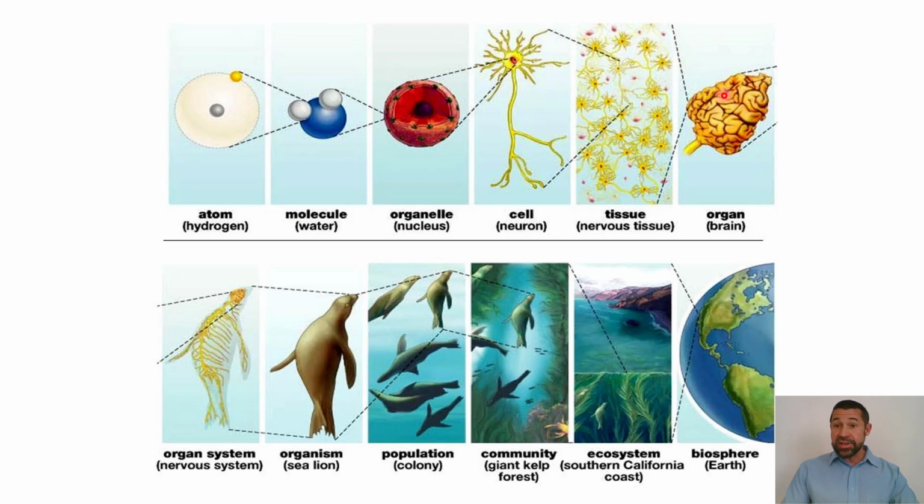Tissues acting as a singular structural unit comprise an organ, like this brain here. Groups of organs working together in systems are known as organ systems. Here's the nervous system of the sea lion. The sea lion itself is an organism. A group of sea lions, a group of individuals that are the same species, make up a population.